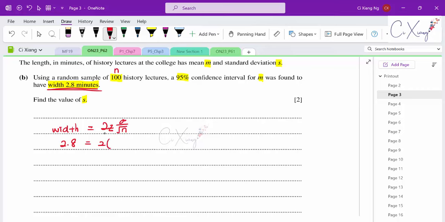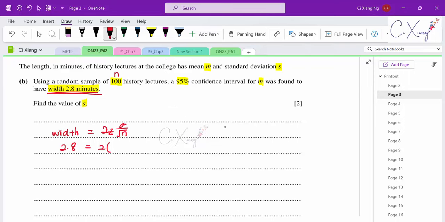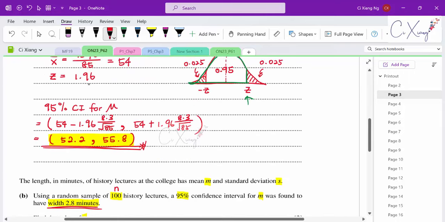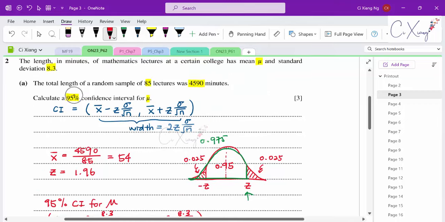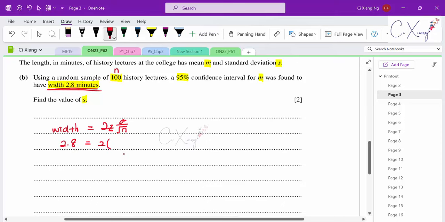What's the z? The value of z, you refer to the confidence interval given here. It is still referring to the 95% confidence interval. Therefore, the value of z is the same as what we have just now. For 95% confidence interval, the z is 1.96. So I use back the 1.96.